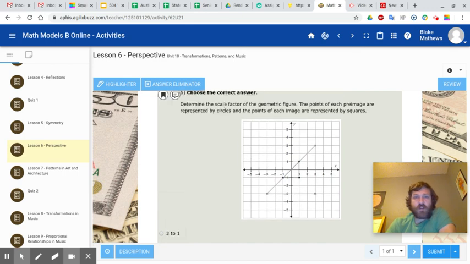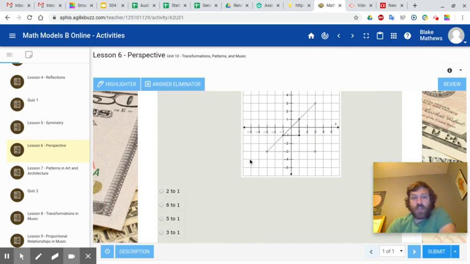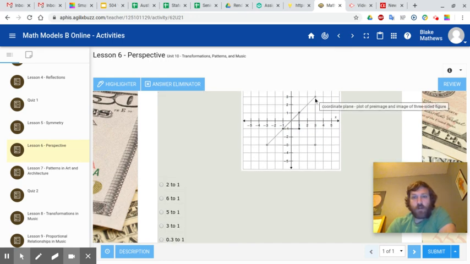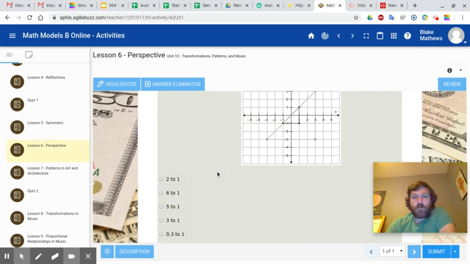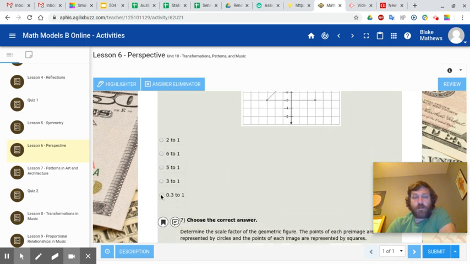It says the points of the preimage are circles and the points of the image are squares. So in other words, the gray was where we started, and then we went to the black. So how did it change? It went from 3 to 1. And that's how you do that right there.